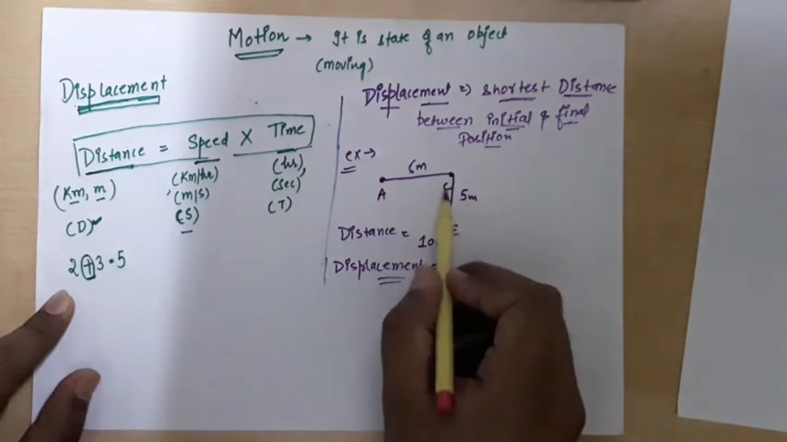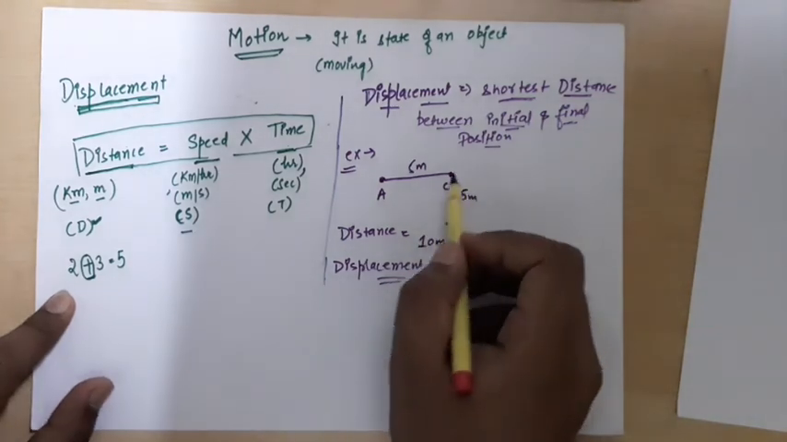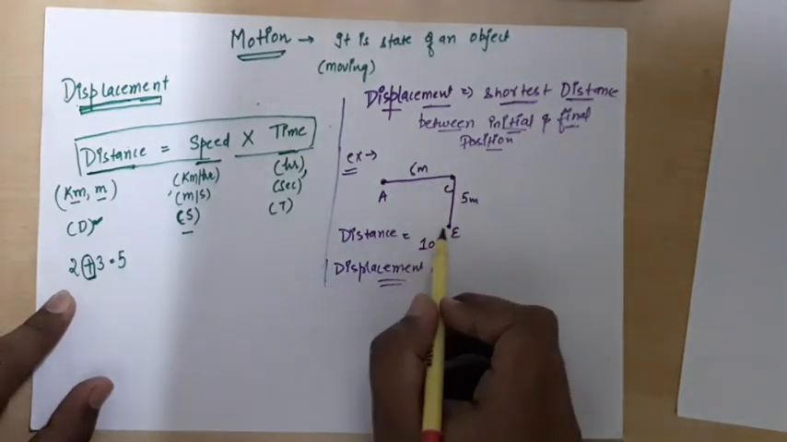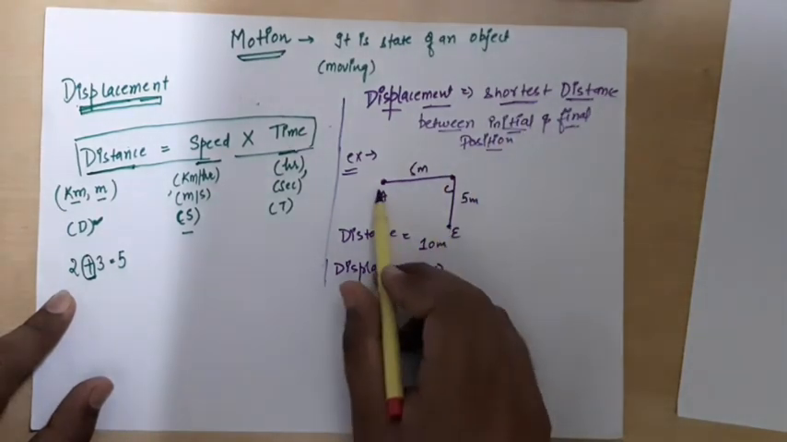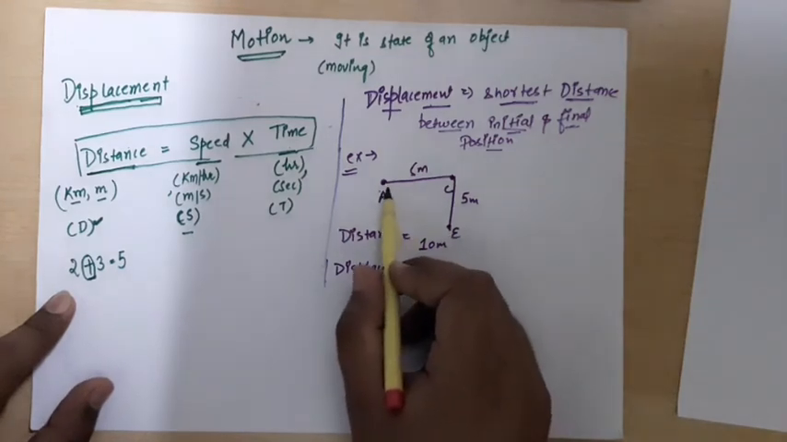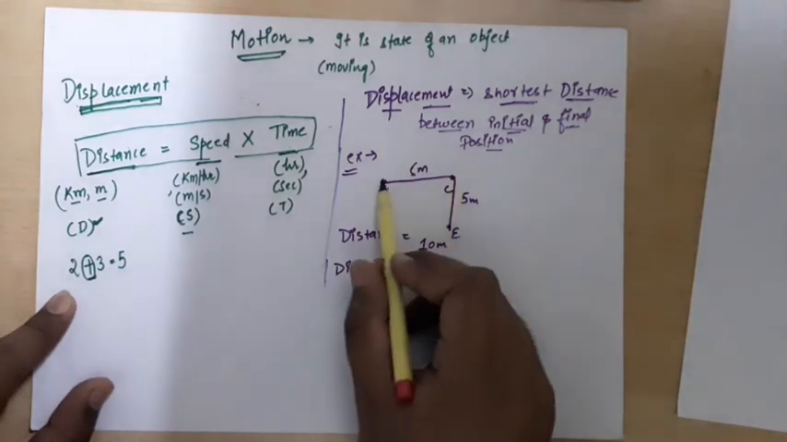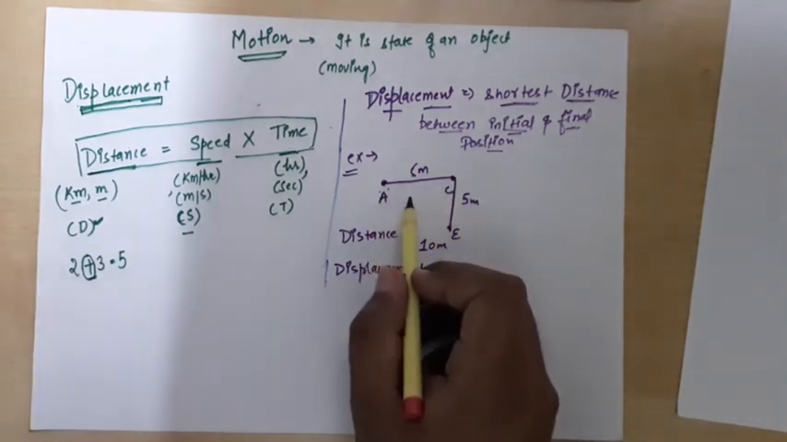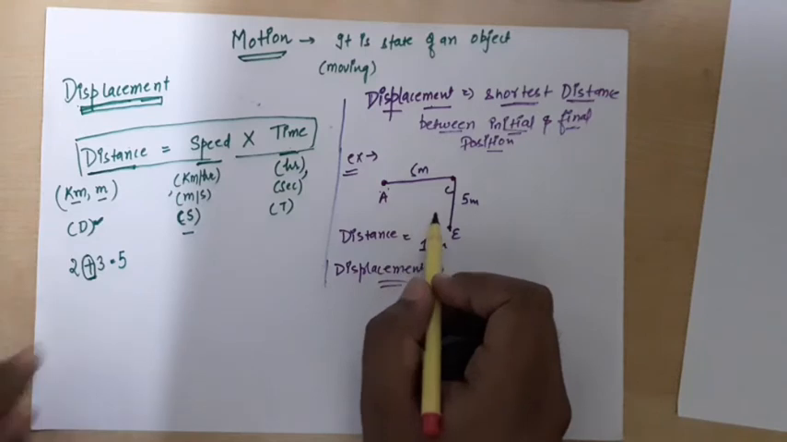The distance between them is 10 meters. But we don't have to calculate just distance, we have to calculate the shortest distance, right? So if the girl is at point A and she has to go back to point A, if she covers this path, she will go from E to C, then C to A. This will be the long path. But rather than that, what should she do?